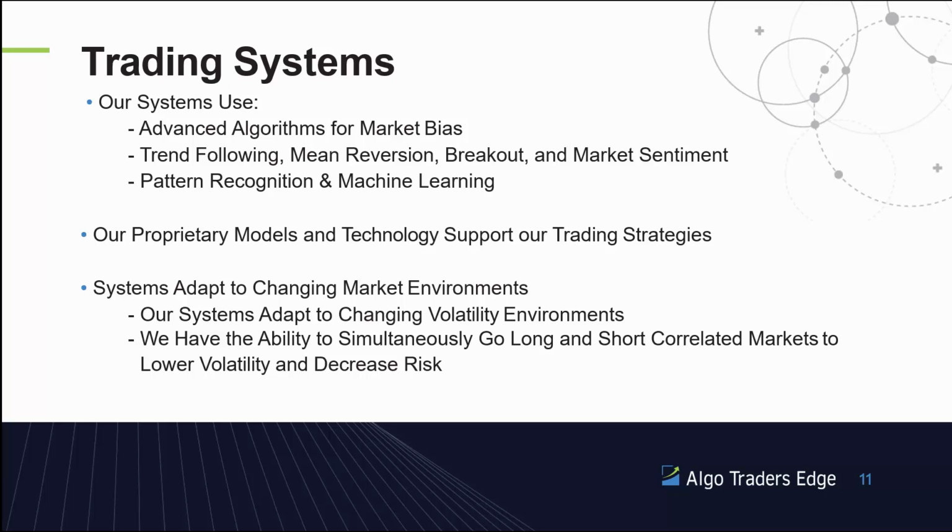We have the ability to simultaneously go long and short in very correlated markets. For example, we can be long the NASDAQ and short the S&P, or vice versa, long the S&P and short the NASDAQ, or short the Russell and long the S&P, or long the S&P and long gold simultaneously. So we can trade correlated markets and hedge ourselves and lower that volatility and decrease our risk so that if one strategy is underperforming, another strategy should be overperforming and help keep that consistency because of that diversification.